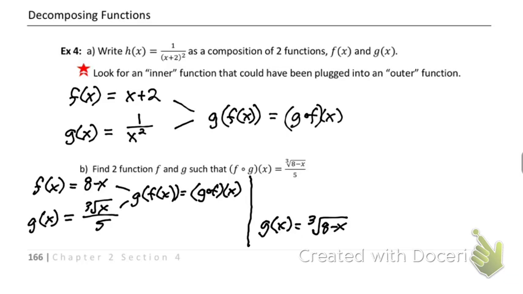So my f of x would then just be x over 5. To recombine these, I would have to take my g of x and plug it into my f of x value. So this would actually be f of g of x, or f circle g.